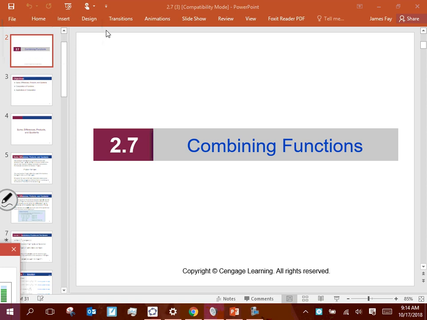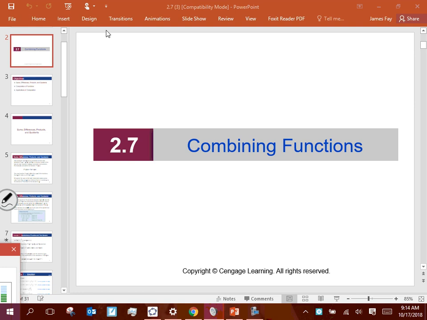All right, so today, combining functions. This is going to be pretty straightforward stuff. I think you've seen a little bit of it. We'll do this using three different approaches. Okay, we'll use an analytical approach using algebra.